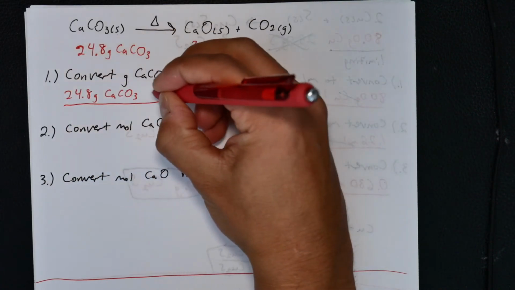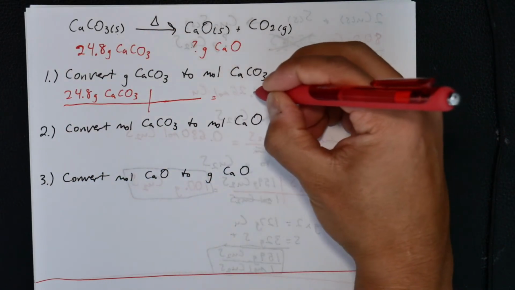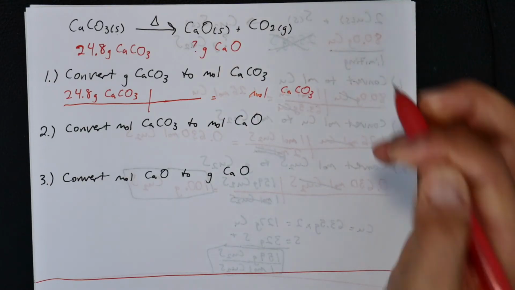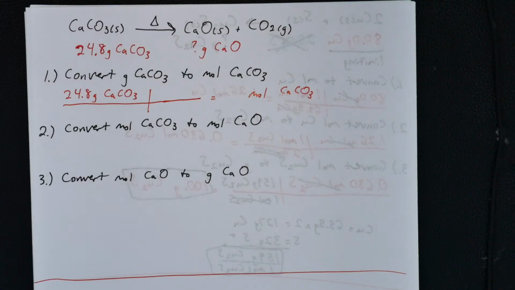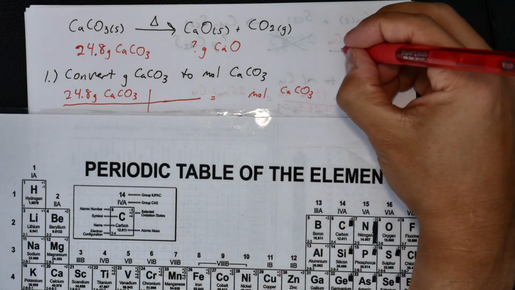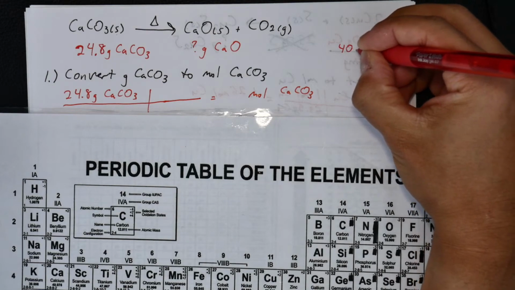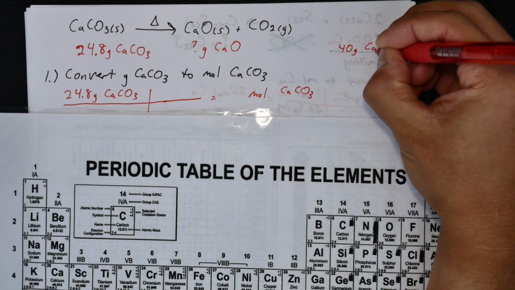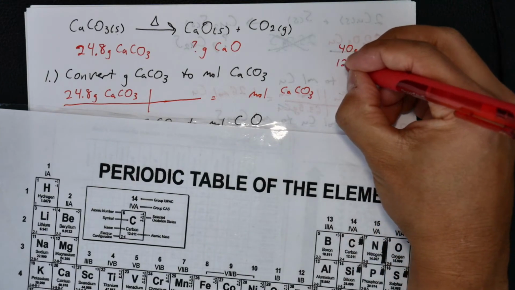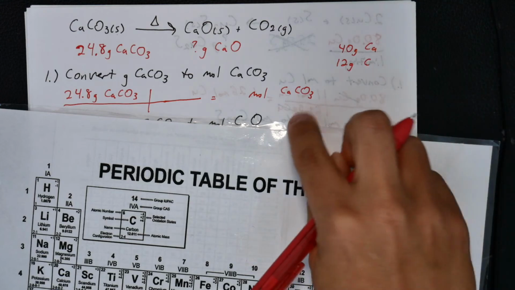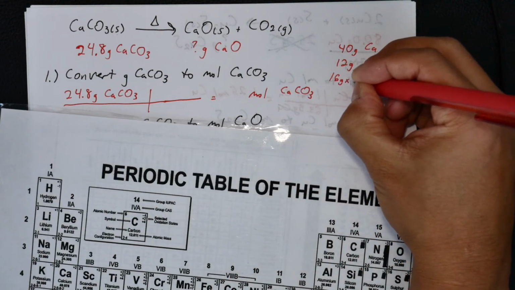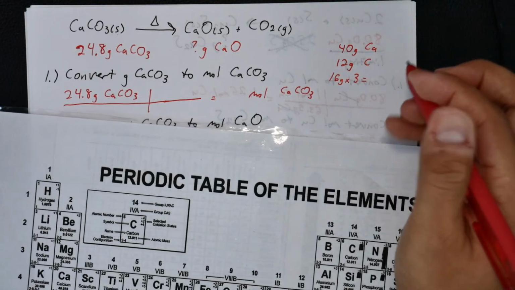Okay, so let's start with 24.8 grams of calcium carbonate. If we're going to get this into moles of calcium carbonate, we are going to need to know the molar mass of calcium carbonate. So we're going to have to do some calculation here real quick. Calcium has a molar mass of about 40 grams, so 40 grams for the calcium. Carbon has a molar mass of about 12 grams, so 12 grams for the carbon. And then oxygen is 16 grams, and of course times that by 3 because there's 3 of them here.